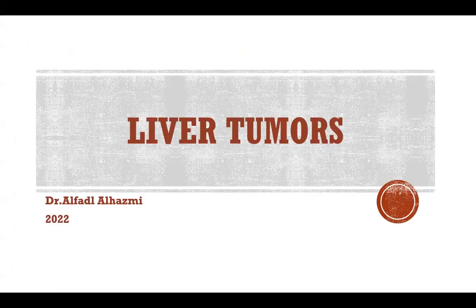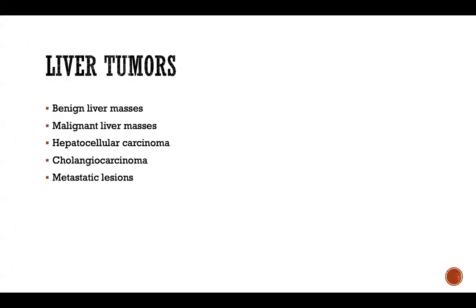Today we'll talk about liver tumors or liver masses. First of all, we'll divide the liver tumors into two types: the benign and malignant tumors. Okay, benign tumors are always discovered incidentally, when the patient does an ultrasound or CT scan for another reason. They rarely become symptomatic or rarely become complicated.